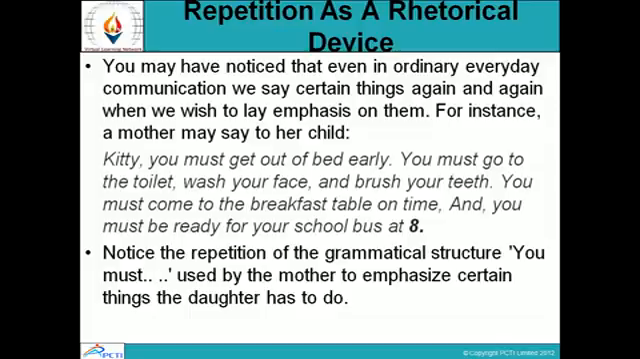For instance, see how a mother talks to her child: Kitty, you must get out of bed early. You must go to the toilet, wash your face, brush your teeth. You must come to the breakfast table on time, and you must be ready for your school bus at 8. So have you noticed the repetition here? You saw how much repetition of "you must" there was. It is used by the mother to emphasize certain things the daughter has to do.